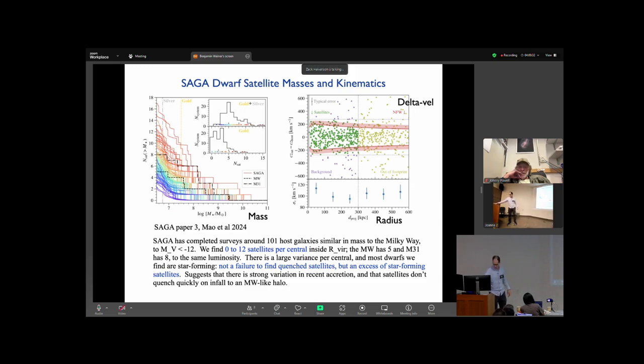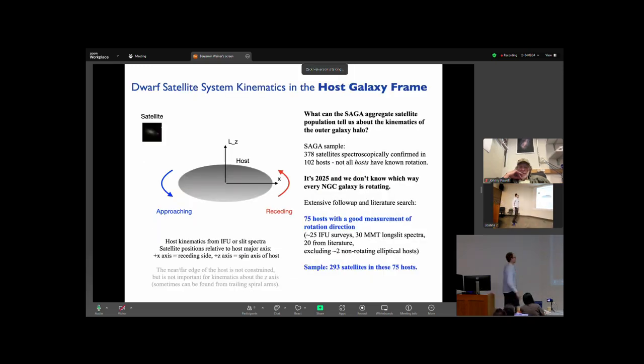Something interesting to do would be to ask, what are the kinematics in the host galaxy frame? We've got a bunch of satellites on the sky, and the hosts are all in different directions. Most of them are spirals, some are ellipticals, most of them are rotating. But if you want to put things in the host galaxy frame, you can measure the major and minor axis of the galaxy, but you'd really like to know which way it's going. And it's 2025, and we do not know which way every NGC galaxy is rotating. So if anyone tells you that galaxy evolution is something we're done studying, just remember that.